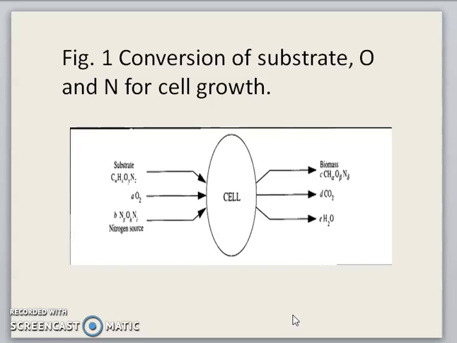The figure shows a schematic diagram of a cell when it converts the substrate, oxygen if required, and nitrogen into cell biomass, CO2 and H2O. Remember from chapter 6, we learned about the heat generation by the cell. So here we have the heat of combustion of substrate and the cell can produce CO2 and H2O. Cell here means the microbes, the microorganism.